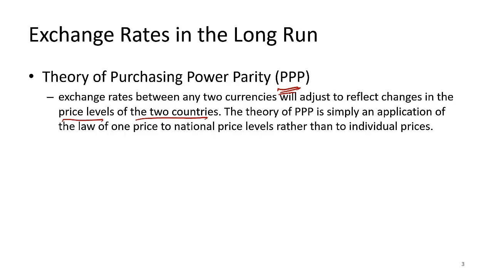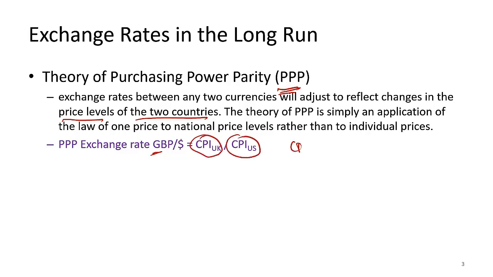The theory of PPP is simply an application of the law of one price to national price levels rather than to individual prices. So essentially, if we have two identical products, the exchange rate can be calculated based on those prices, but in PPP we look at the national level prices, not the price of the individual product. So in PPP, the exchange rate against the British pound, GBP, British pound per dollar, will be CPI in the United Kingdom over CPI in the US.